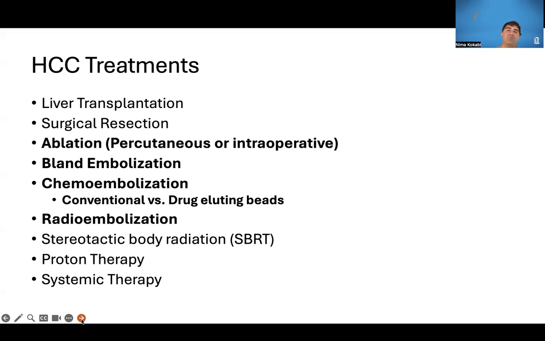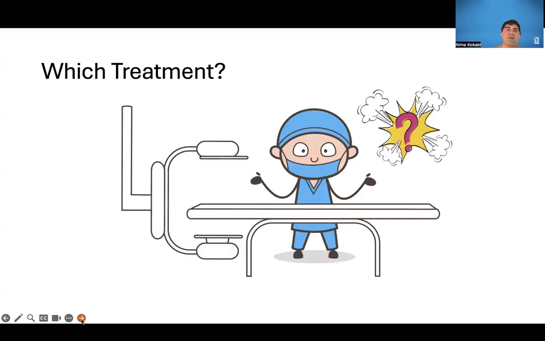And then the actual treatments that we take part in are ablations, which could be percutaneous or intraoperative, generally either RFA or microwave, bland embolization, chemoembolization, which could be conventional or drug-eluting, and radioembolization. And we will go through each one of these. And again, I will show you some of the highest level of evidence behind each one of these.